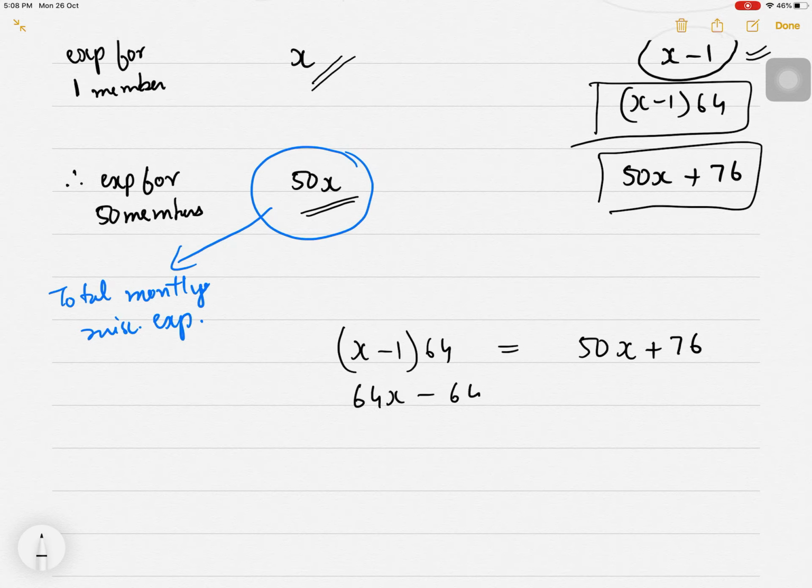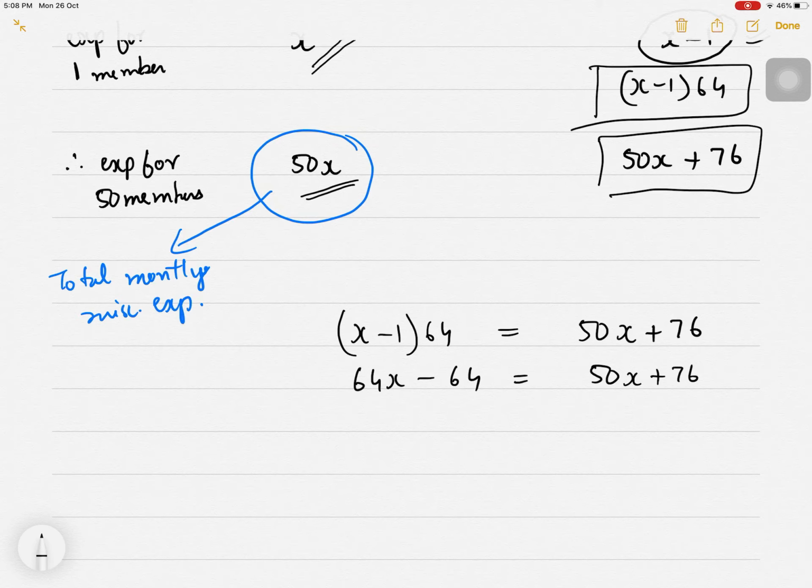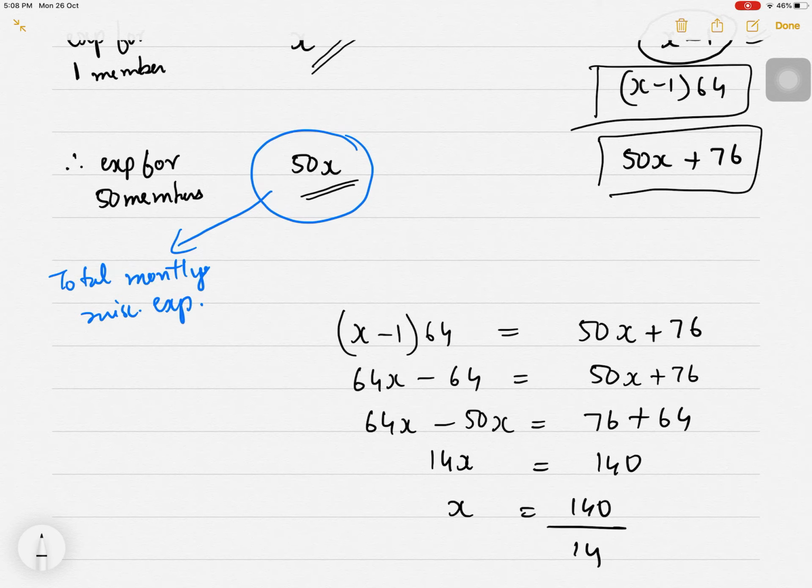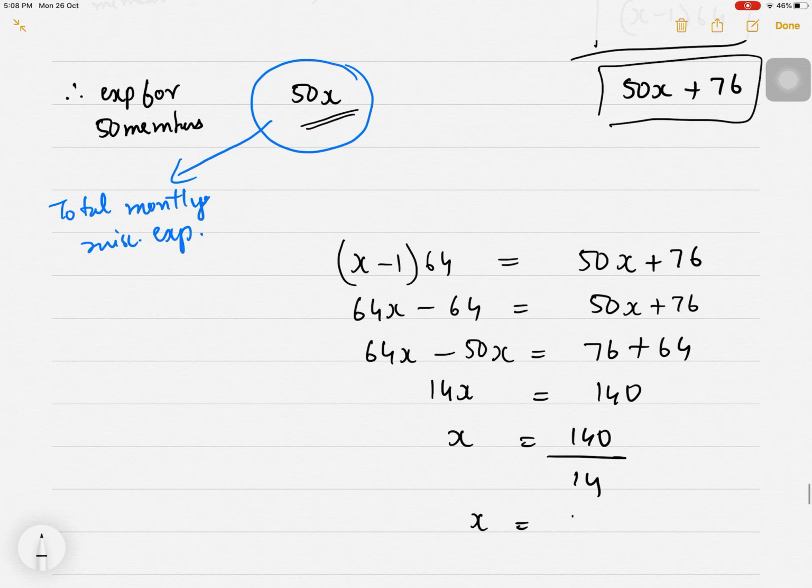So when you open the bracket, 64x minus 64 is equal to 50x plus 76. So 64x minus 50x is equal to 76 plus 64. 14x is equal to 140 and x is equal to 140 upon 14. So x is equal to rupees 10.